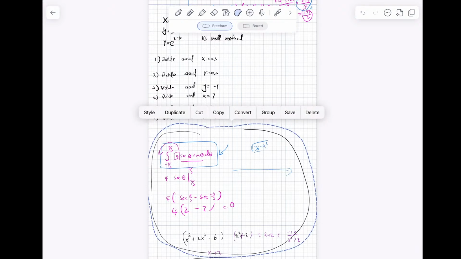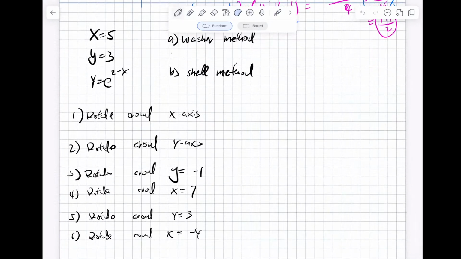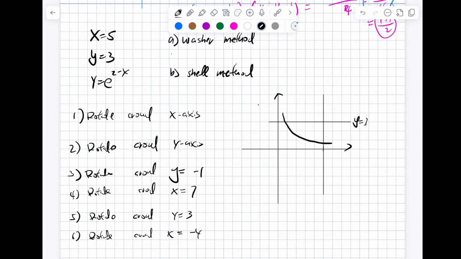Okay, so 3. First of all, I'm going to have a function, and it has a cross like this, x equal to 5, and a y equal to 3. And the function's going to look like something like this. I need to find the intersection, so let me find this point here, at least the x value.